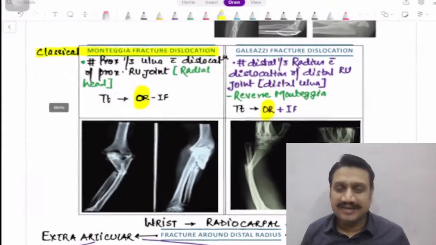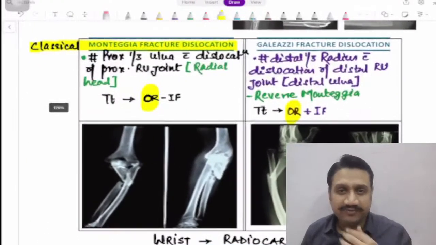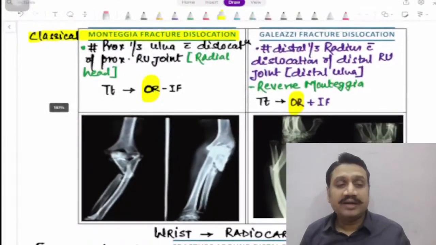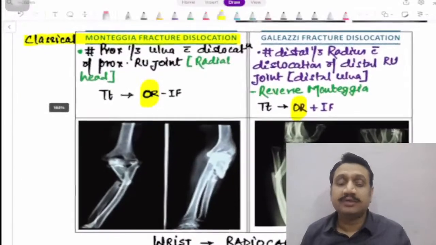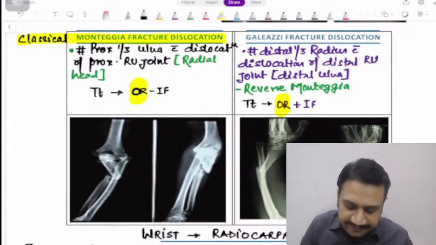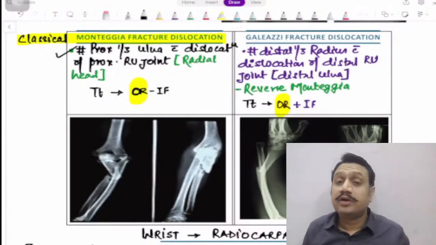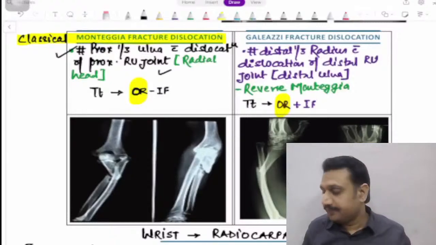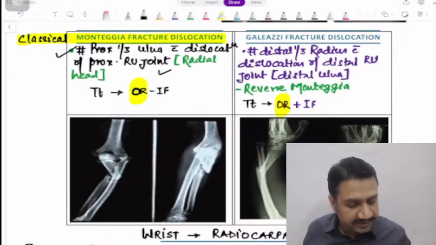Monteggia and Galeazzi. See, M for M. No mistakes here. M for M. M is the medial bone. Monteggia is the fracture of the medial bone, that is ulna. So when there is a fracture of the proximal 1/3 of ulna, we call it Monteggia, with dislocation of the proximal radio-ulnar joint, right? That is called as Monteggia.